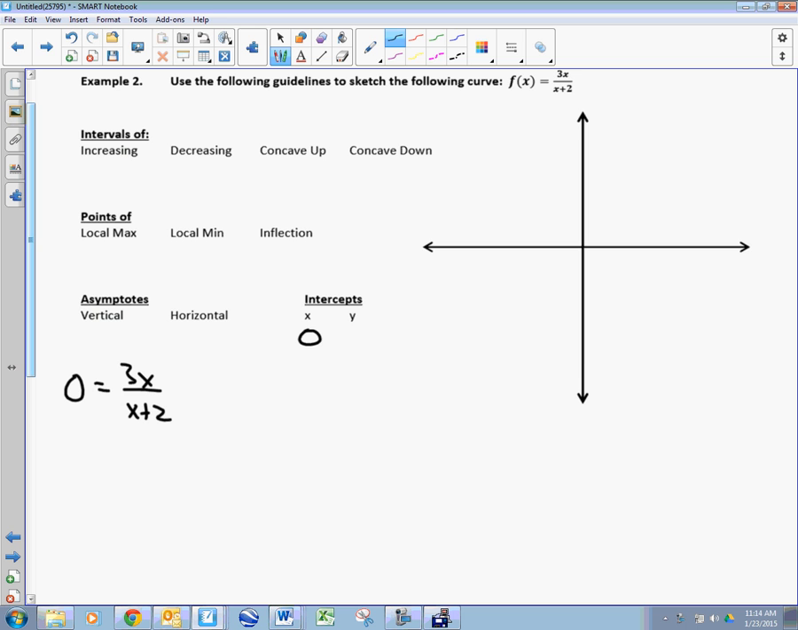The y-intercept occurs when what is equal to 0? When x is 0. So what I'm going to do is I'm going to plug in 0 for x. And I get 0 divided by 2.